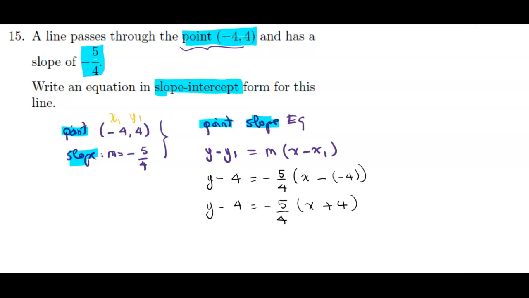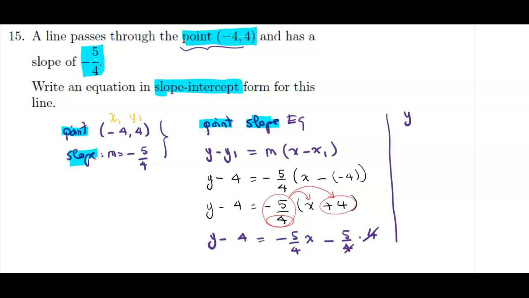You can notice here, if I make a distribution, for instance, this is really easy. If I make a distribution of this here and here, what will happen with this 4 here and this 4 here is they will cancel out. So let's see how it's going to be. It became y minus 4 equals minus 5 over 4x. Minus times positive is going to be negative, 5 over 4 times 4. This will cancel out the 4's. So let's continue. This will end up with y minus 4 equals minus 5 over 4x minus 5.